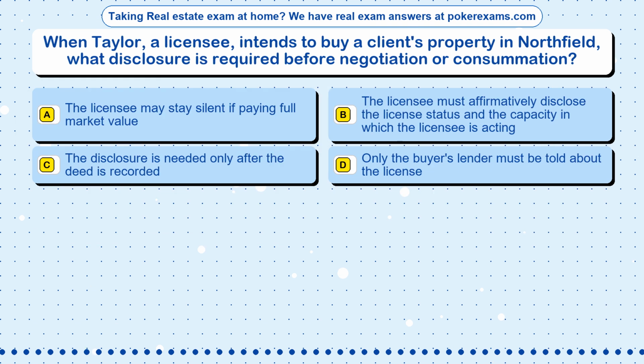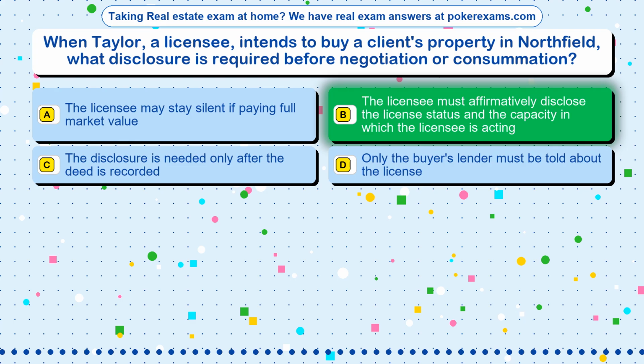Question 42. When Taylor, a licensee, intends to buy a client's property in Northfield, what disclosure is required before negotiation or consummation? Option A. The licensee may stay silent if paying full market value. Option B. The licensee must affirmatively disclose the license status and the capacity in which the licensee is acting. Option C. The disclosure is needed only after the deed is recorded. Option D. Only the buyer's lender must be told about the license.